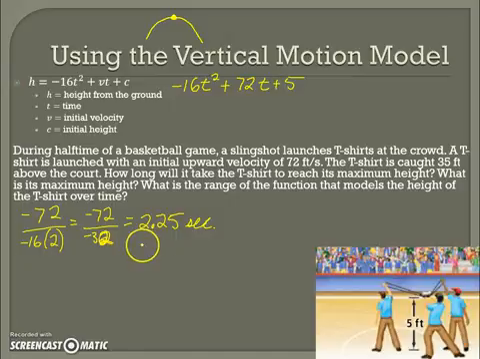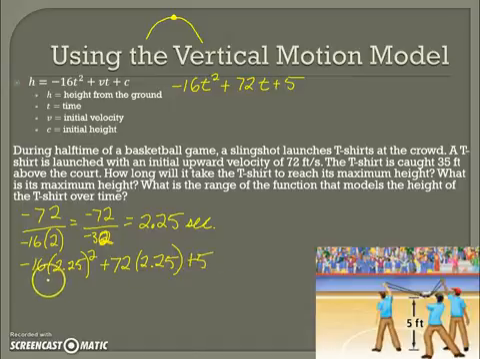But then it says, what is the maximum height? In order to find that, I have to substitute this back into here. So that's going to be negative 16 times 2.25 squared plus 72 times 2.25 plus 5. And when I plug that into my calculator, I get 86. So 86 is the max height. So I'd say 86 feet. So 2.25 seconds, 86 feet.